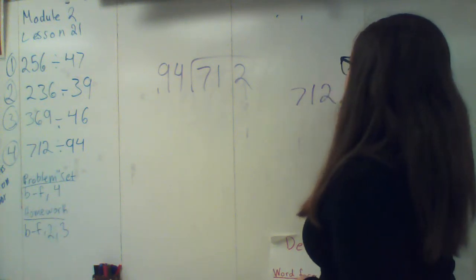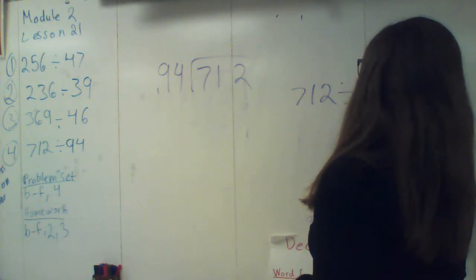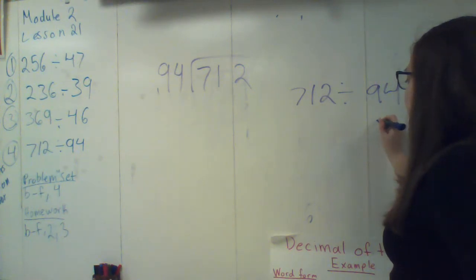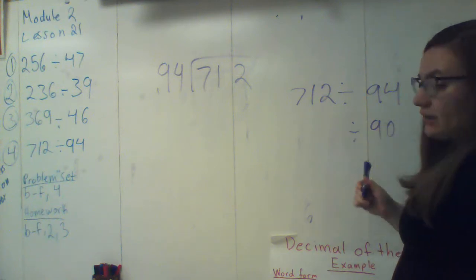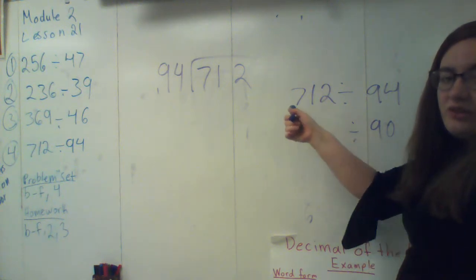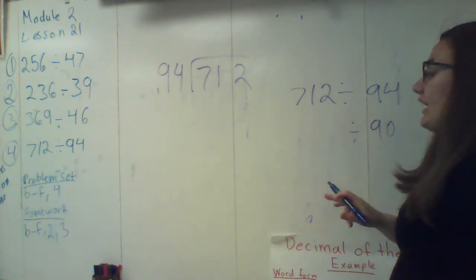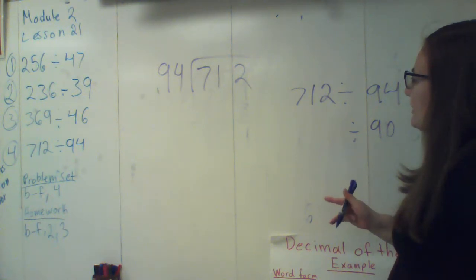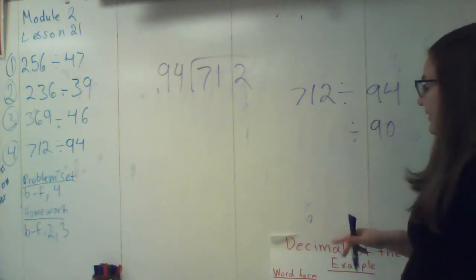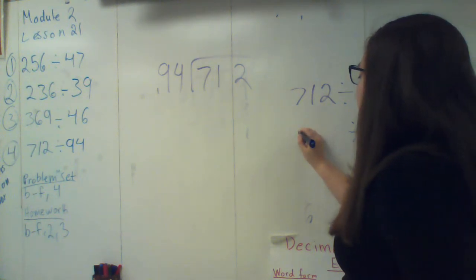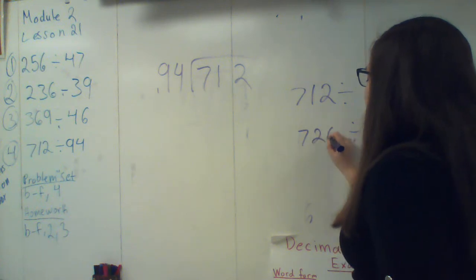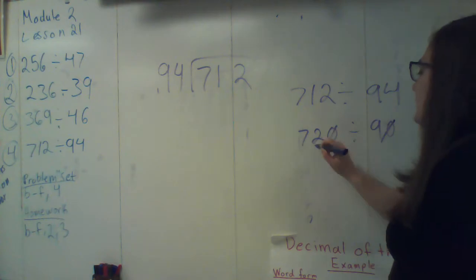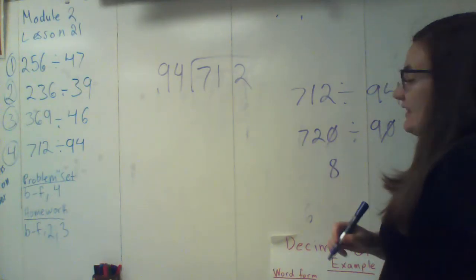So we have 712 divided by 94. So I'm going to estimate over here. So I'm going to round this 94 down to 90. And I'm going to think of what multiple of 9 is really close to like 71. Well, I know that I could do 9 times 8, and I could get 72. So I'm going to try that. So I'm going to have 720 divided by 90. I'm going to cross out those zeros, and 72 divided by 9 is 8.